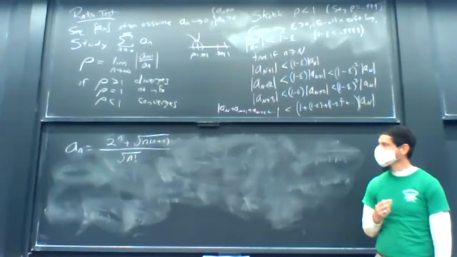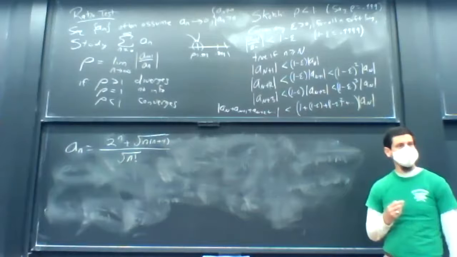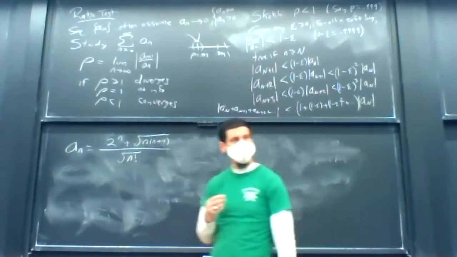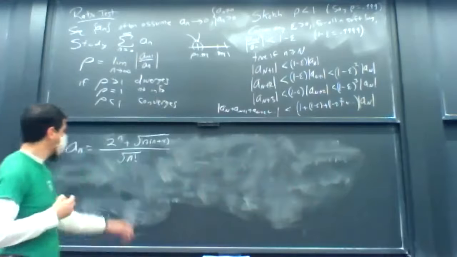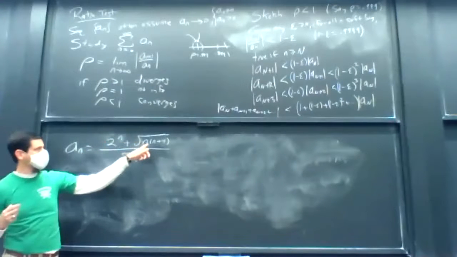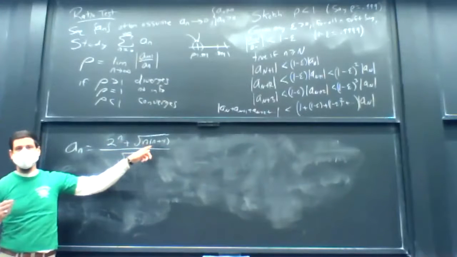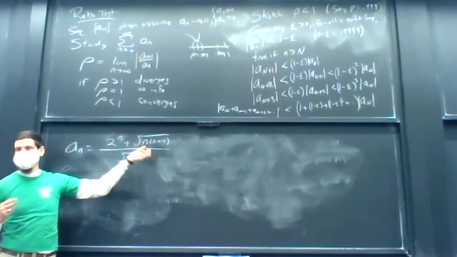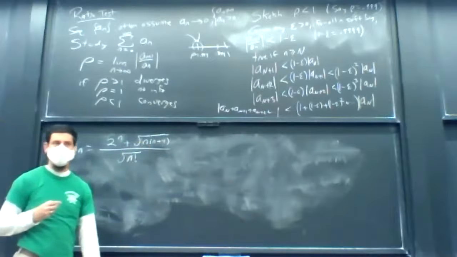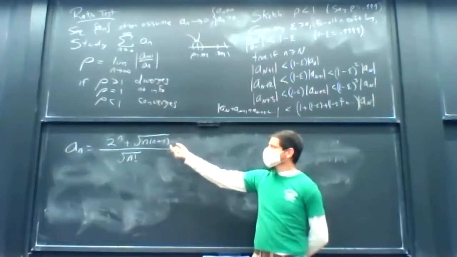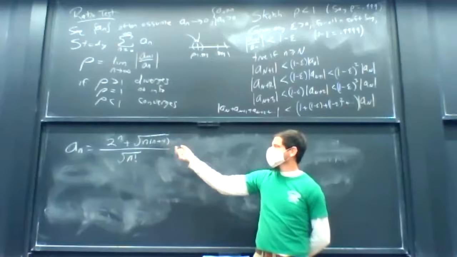So you think this diverges. Why do you think it diverges? So we have the 2 to the n in the numerator. Which wins, 2 to the n or the square root of n plus 4? When n gets really, really large, which is going faster, 2 to the n or the square root of n plus 4? I'm sorry? 2 to the n. How large? Can you give me an upper bound for the square root of n plus 4?